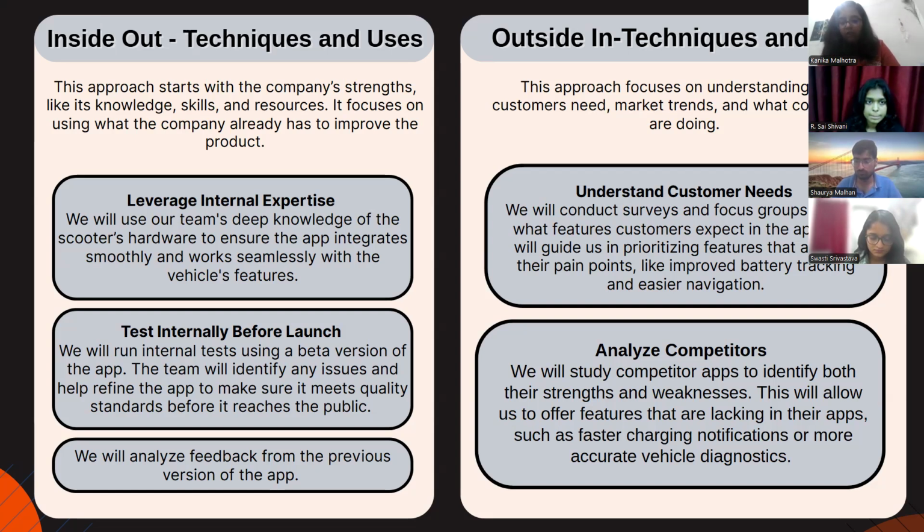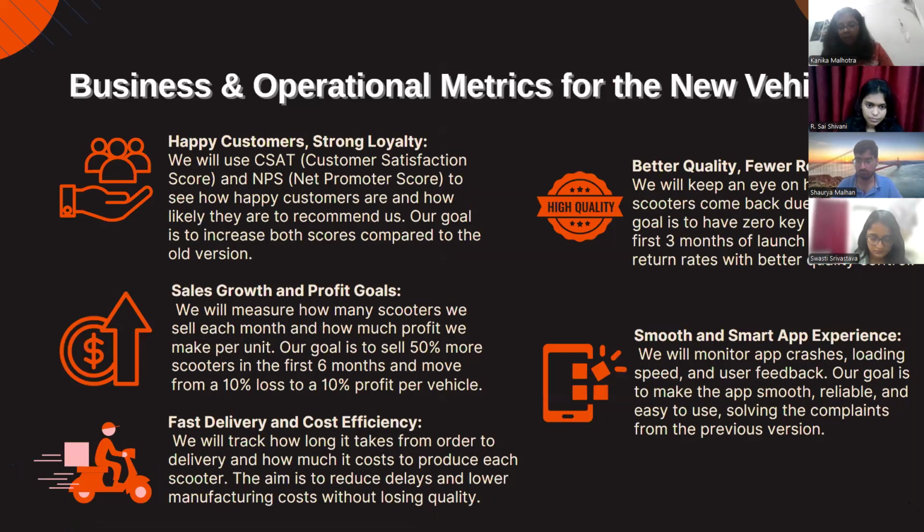For the next slide, the question is: what can be the business and operational metrics and measurements the company can use for the new version of the vehicle and the goals they have for it? Business metrics can be around revenue and profits, while operational metrics can be around quality, delivery time, etc. What metrics will the company use to measure their performance when manufacturing and selling electric vehicles? So the slide is business and operational metrics for the new vehicle.